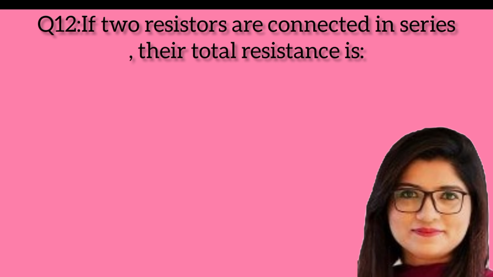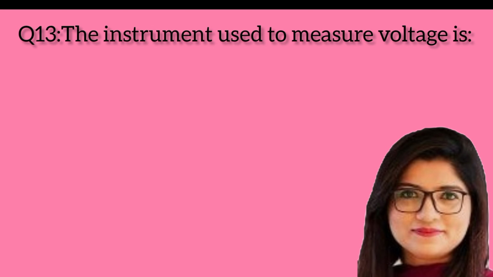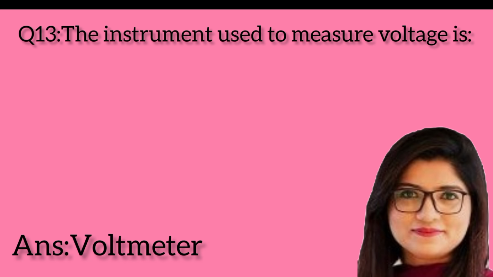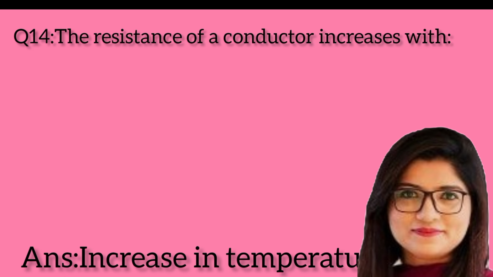Question 12. If two resistances are connected in series, their total resistance is. Answer: equal to the sum of the resistances. Question 13. The instrument used to measure voltage is. Answer: voltmeter. Question 14. The resistance of a conductor increases with. Answer: increase in temperature.